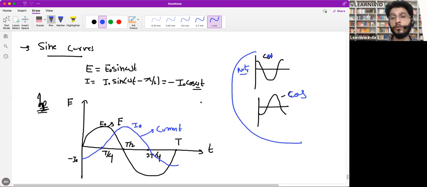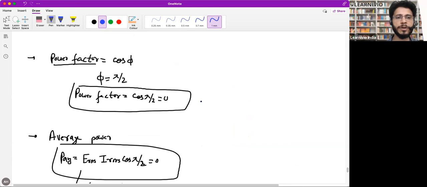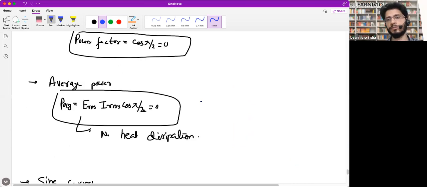For every circuit, you should remember all these things: the equation of EMF, the equation of current, the formula for the peak value, the phase difference, which one is leading and which one lags, and terms like power factor, average power, simultaneous sine curve, and everything. Note it down.